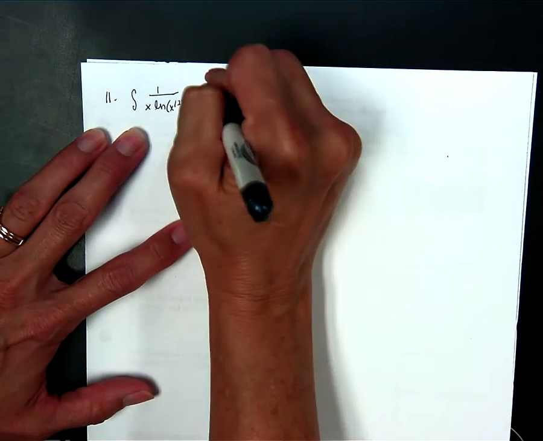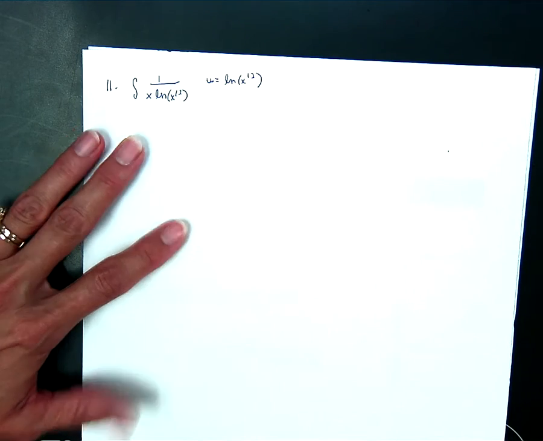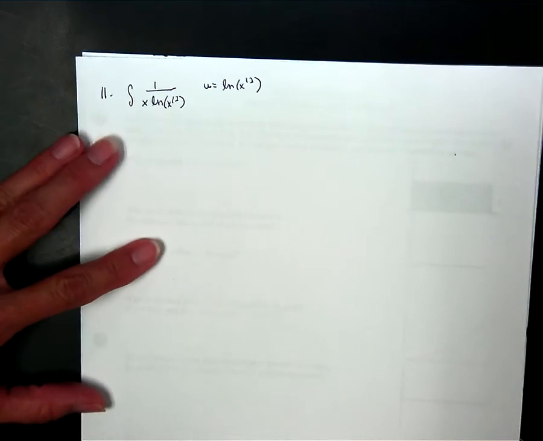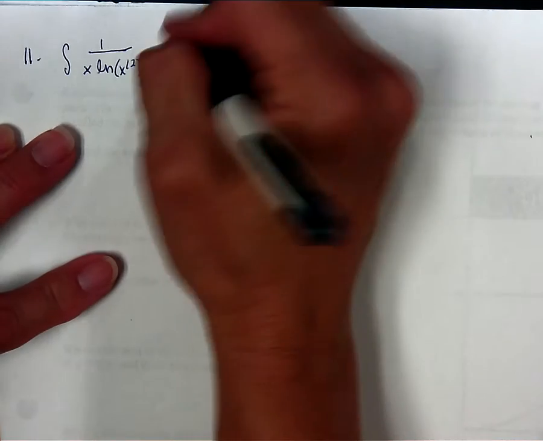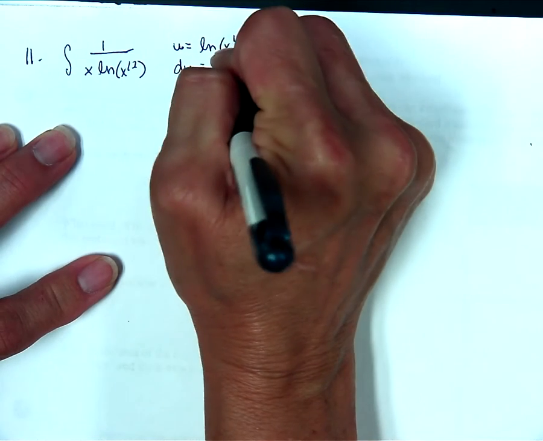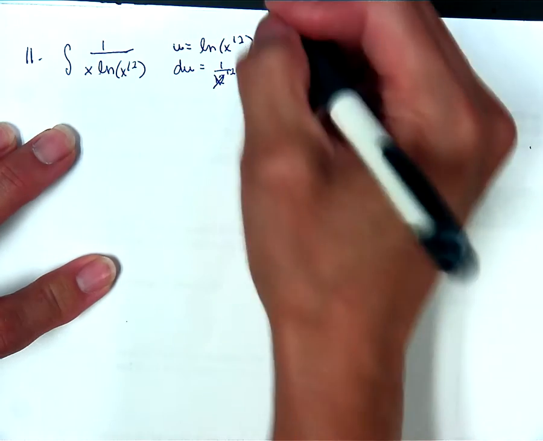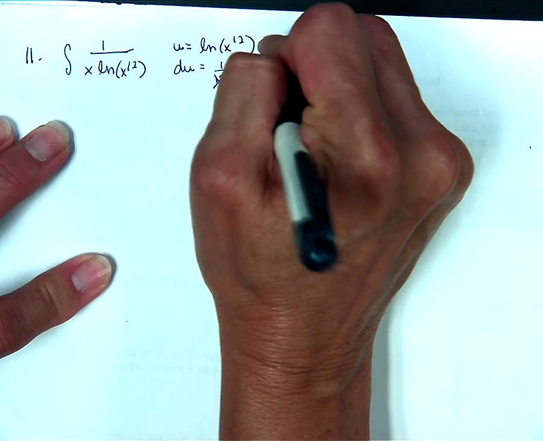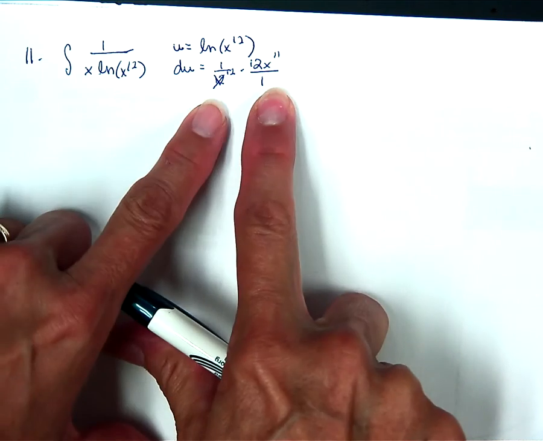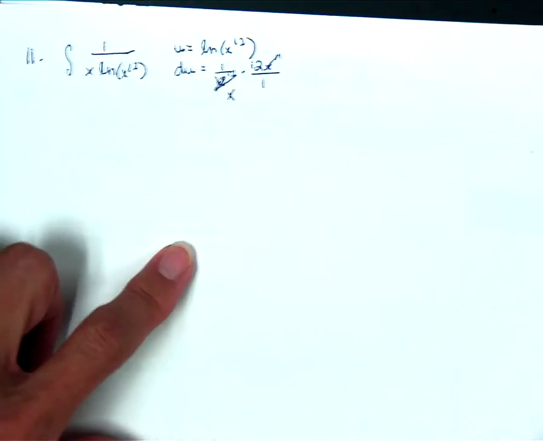I said u was natural log of x to the 12th. I tried just x to the 12th to begin with, but there was no way to get the natural log. So I said u is natural log of x to the 12th. Then du is 1 over x to the 12th times the derivative of the x to the 12th, and the derivative of x to the 12th is 12x to the 11th. And I didn't realize until that moment that that's just going to be 12 over x, and I have the x.